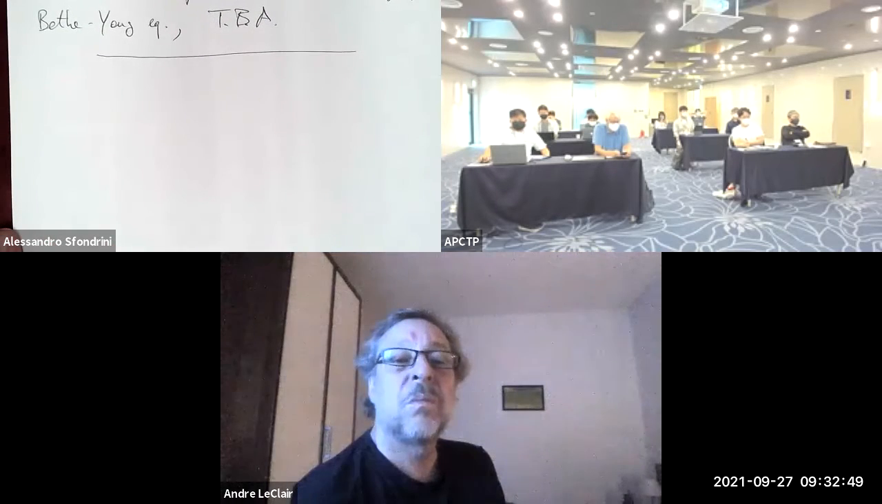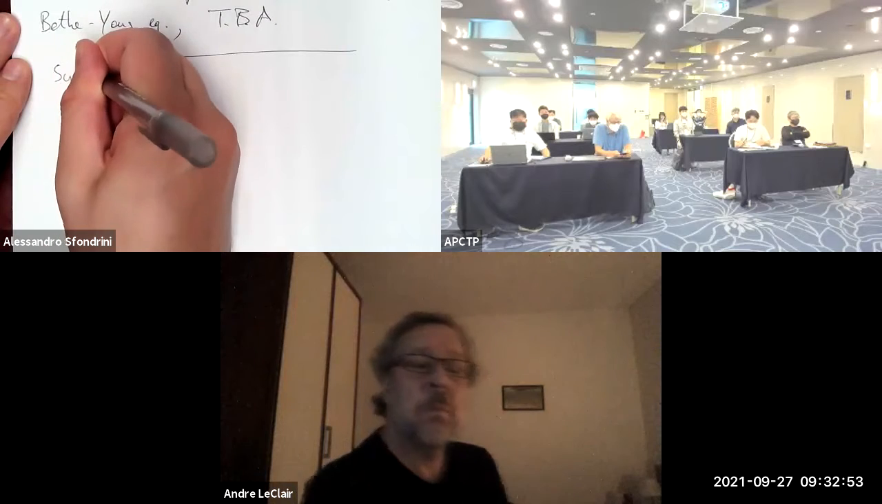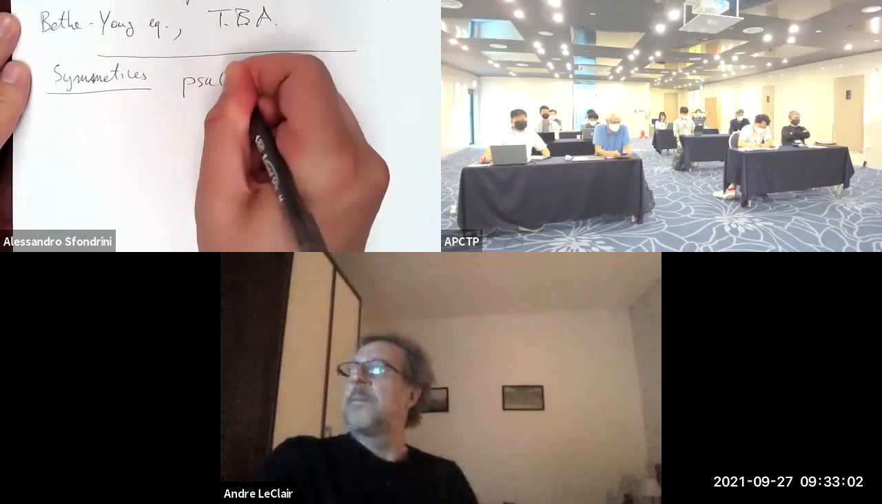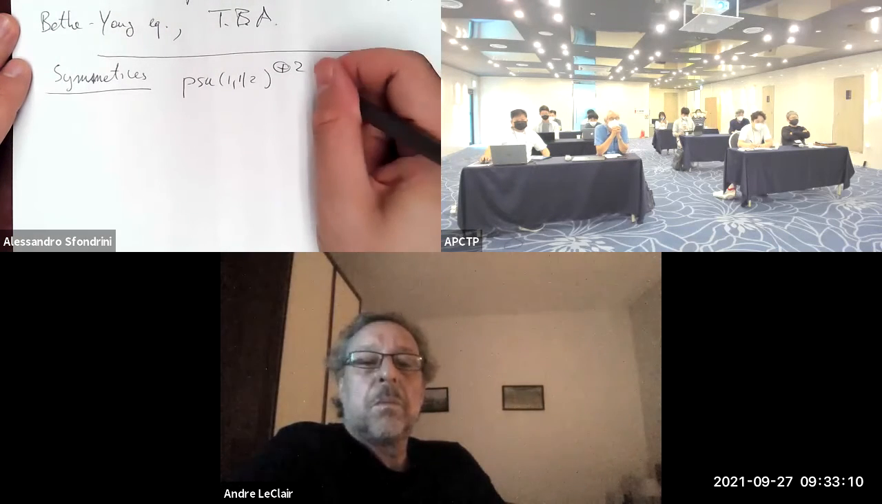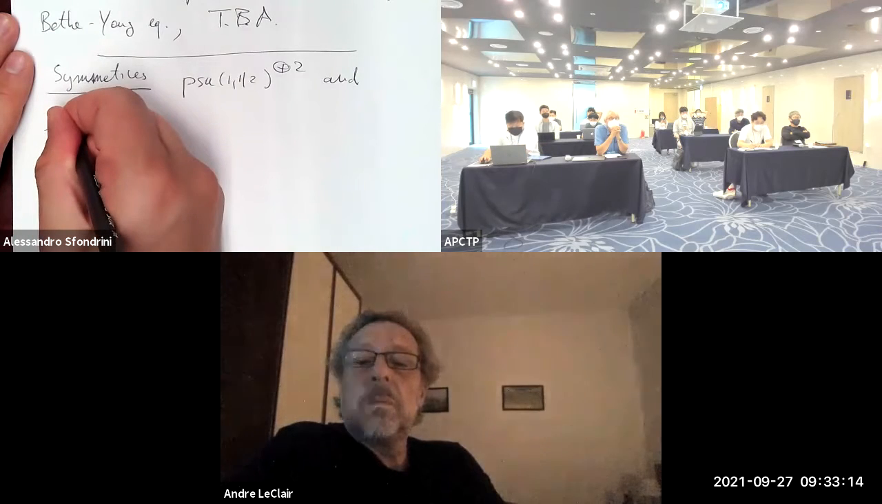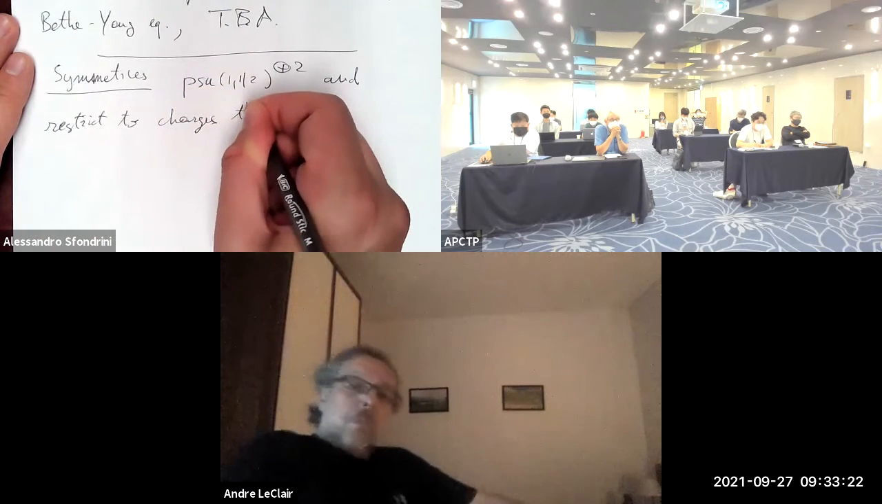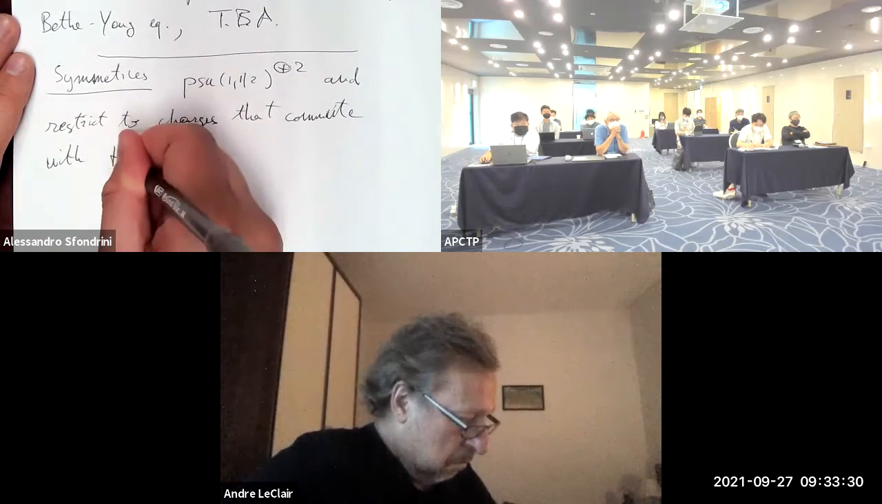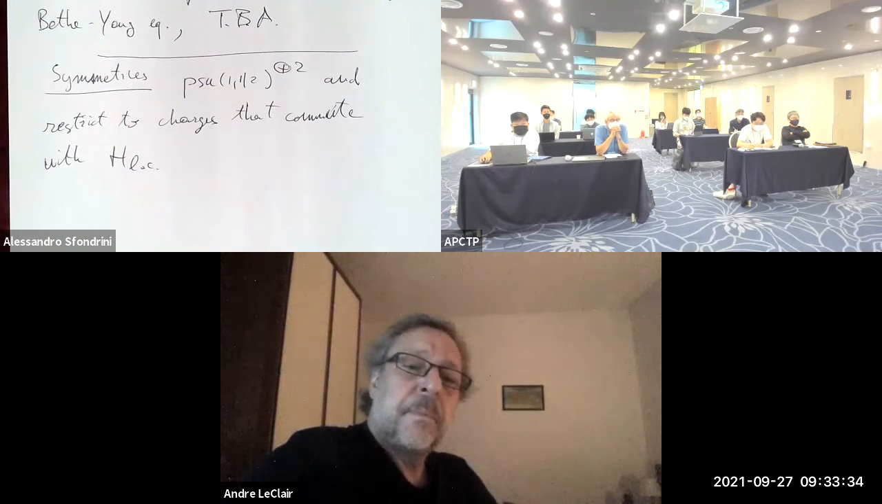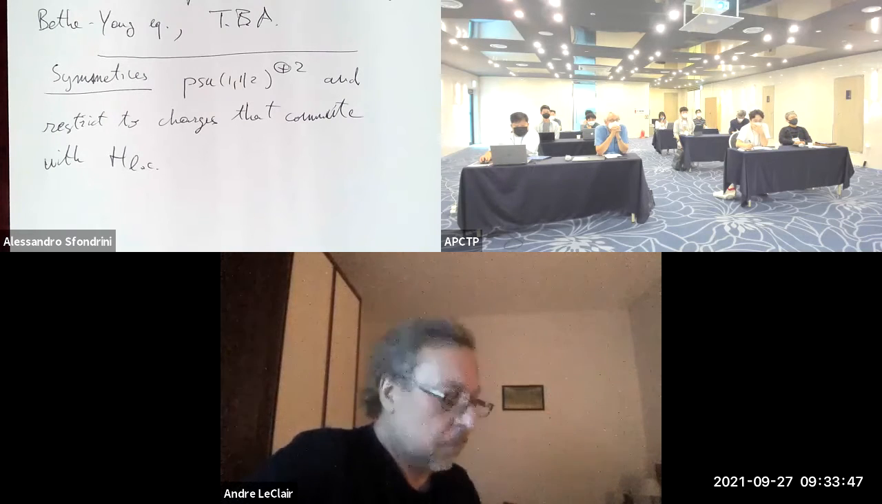So let me start from the symmetries. Well, I start from this algebra that I had before, PSU(1,1|2), two copies, left and right, okay? And restrict to charges that commute with this light cone Hamiltonian. So I fix the gauge. This gauge breaks some of the symmetries that I have, at least manifestly, right? If you think of the simplest case, strings on flat space, you start with SO(1,9) and you end up with SO(8) because two directions have been taken by the symmetries, and here is a similar thing.